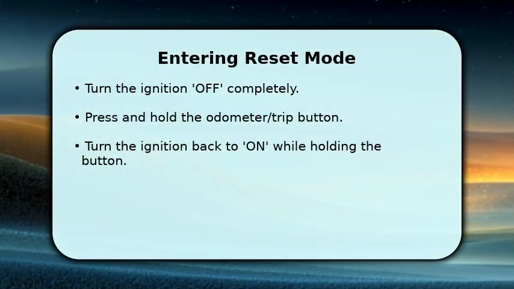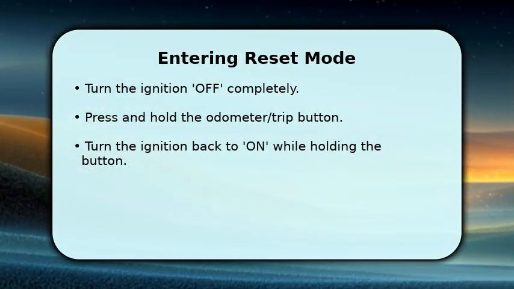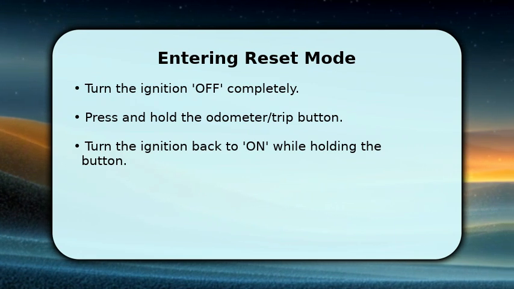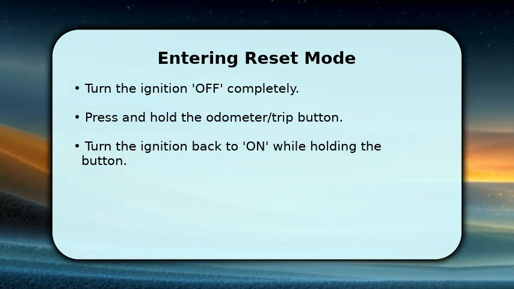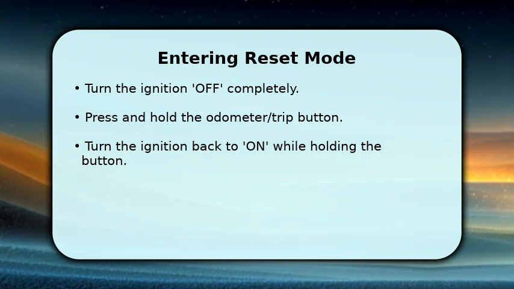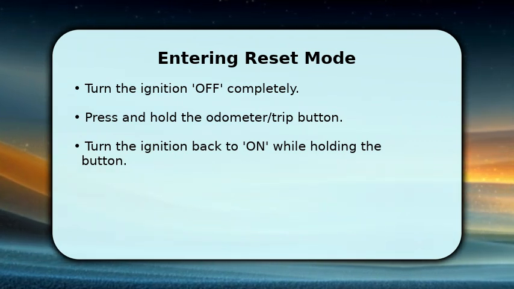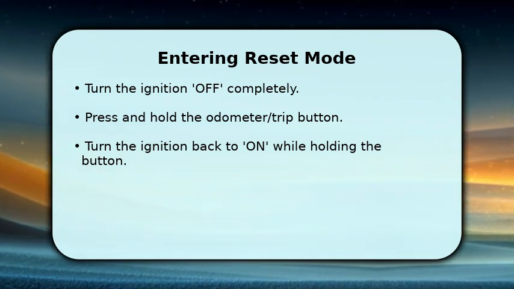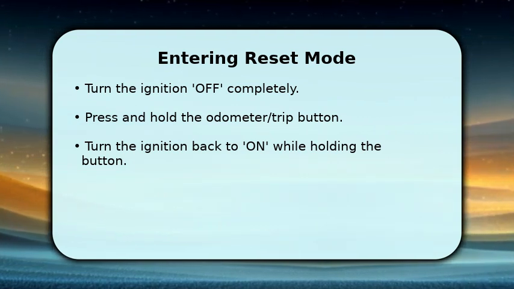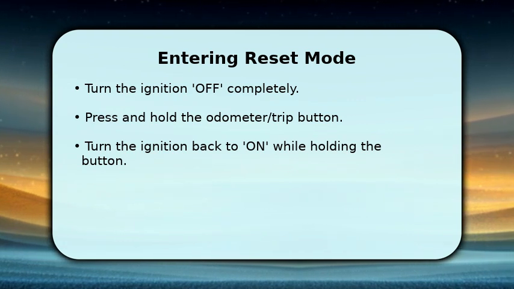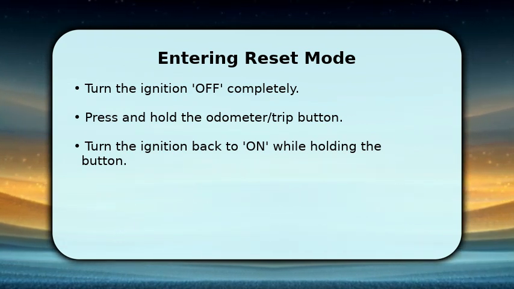Now let's enter the reset mode. Begin by turning your ignition completely off. Then, press and hold the odometer or trip button firmly. While still holding this button, turn your ignition back to the on position. Keep holding the button for at least 5 seconds. You will notice the maintenance light begin to flash, indicating you are in the correct mode.